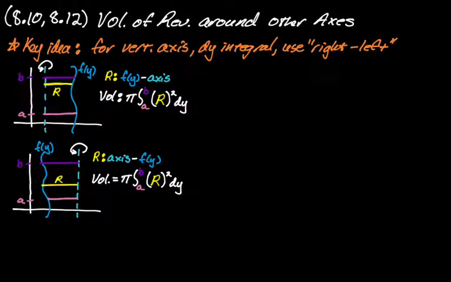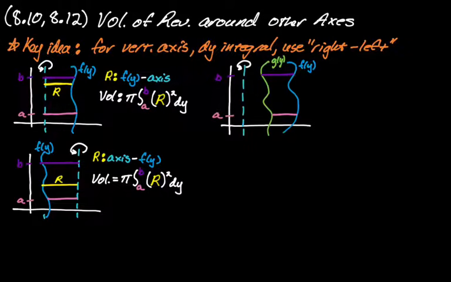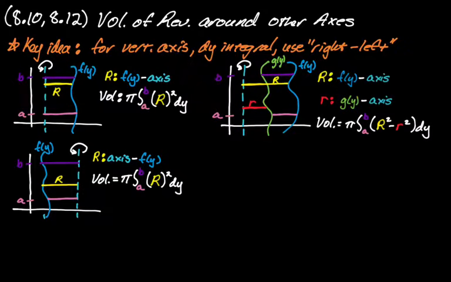All right, the axis could be on the other side, in which case you will get this. And if you want to look at that, pause it and look at it. You could have two curves. Now you just have two radii. So you have a big R, you have a little r. It's right take away left for both of them, and one of them is bigger than the other. So you're doing big volume minus little volume. Try to think of it that way. So we get pi, the integral from a to b, big R squared minus little r squared.